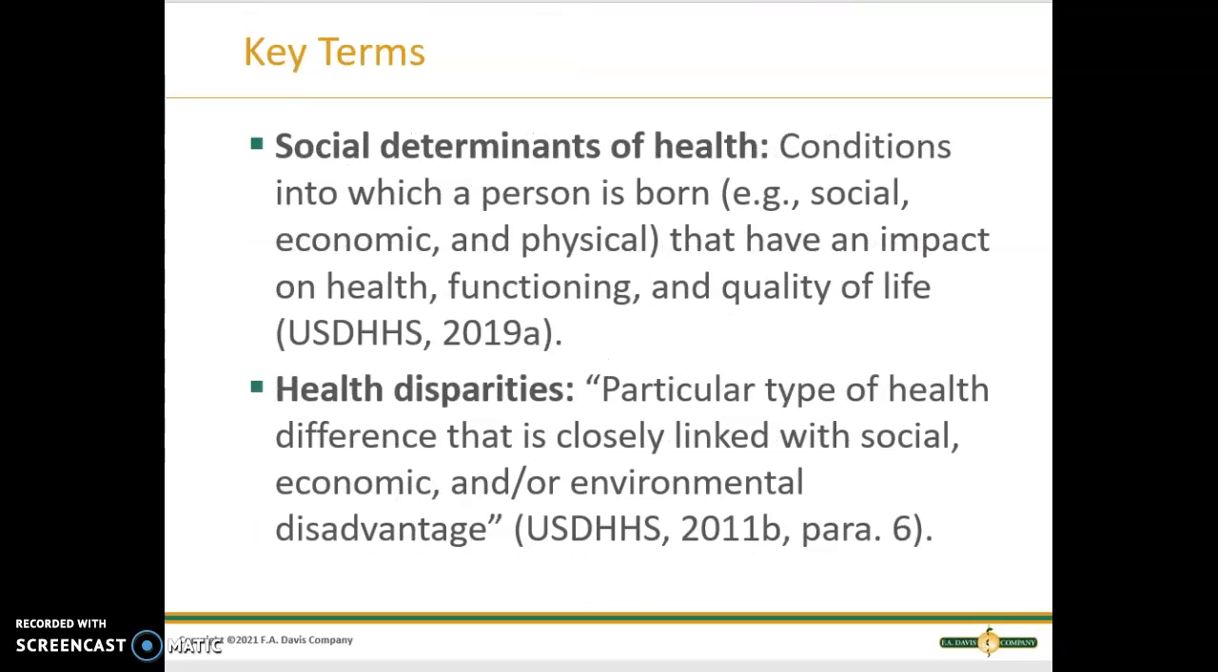Now I'd like to discuss key terms from this chapter. Social determinants of health include conditions into which a person is born. An example could include social, economic, and physical. These have an impact on the health, functioning, and the quality of life of the individual. Health disparities is defined as a particular type of health difference that is closely linked with social, economic, and/or environmental disadvantage.